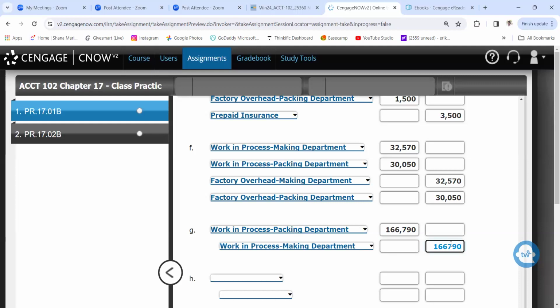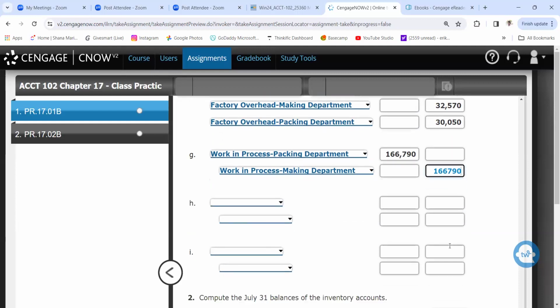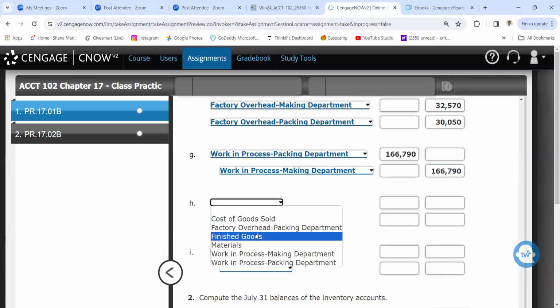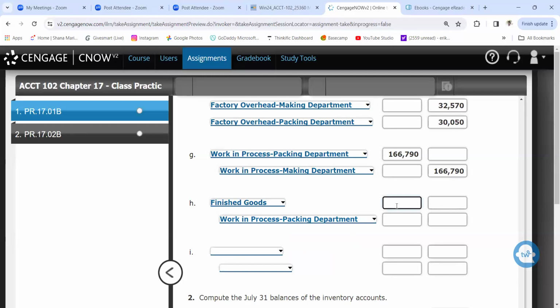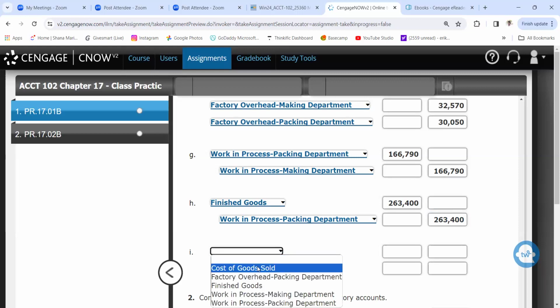And then the last one is, no, not last one, H, production cost transfer from packing to finished goods. So finished goods is going to increase, packing is going to decrease because it's just going from one inventory to the next. So our finished goods is 263,400. And then we have one more, my friends, and that is going from finished goods to cost of goods sold.